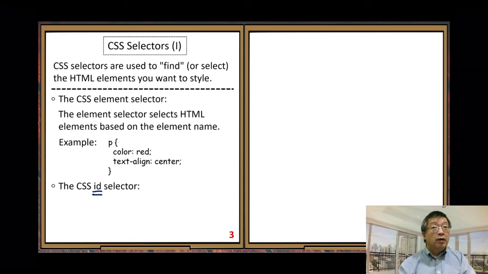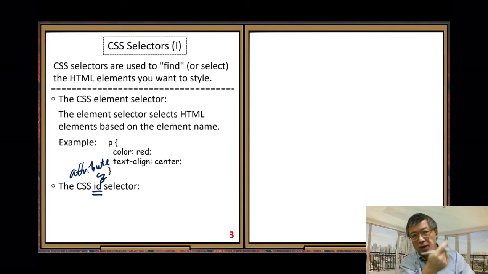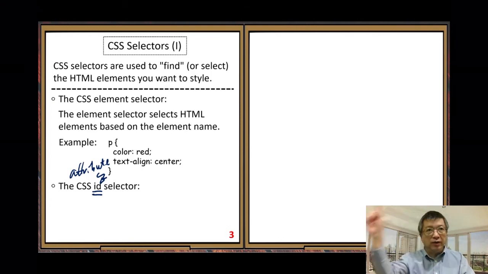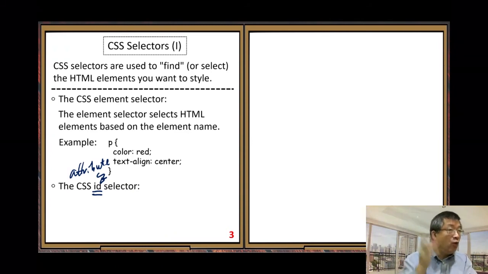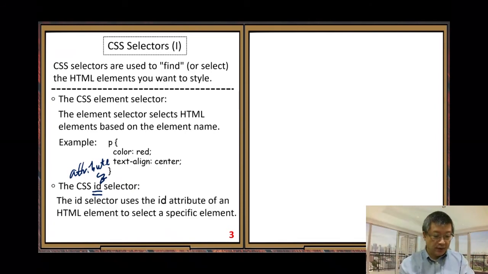ID. Because we know each element, we can define an ID attribute. We use the ID attribute for each element. We add ID equals a string, in double quotes, a string inside. We define an ID for one element. Then this ID can be used as a selector in our CSS rule definition.